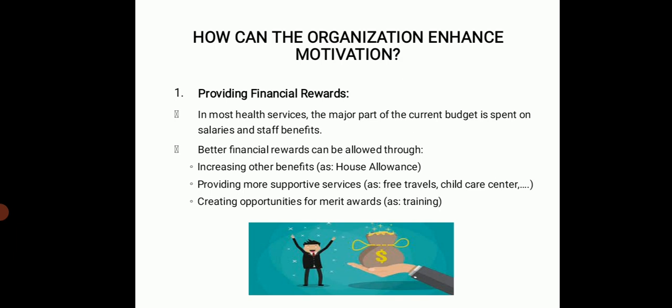In most health services, the major part of the current budget is spent on salaries and staff benefits. Better financial rewards can be allowed through increasing other benefits like house allowance, providing more supportive services like free travel, childcare center, etc. Then creating opportunities for merit awards like training.